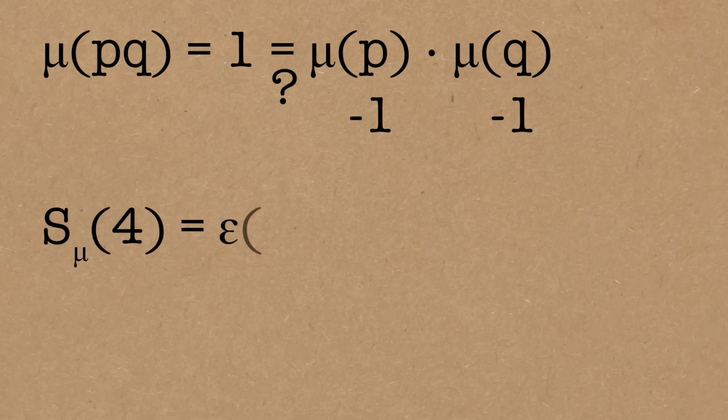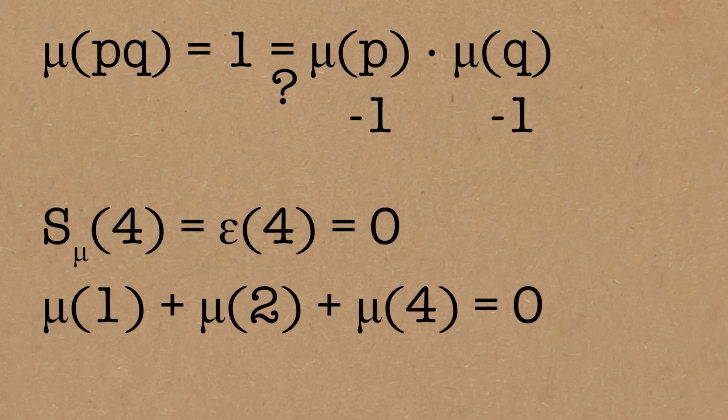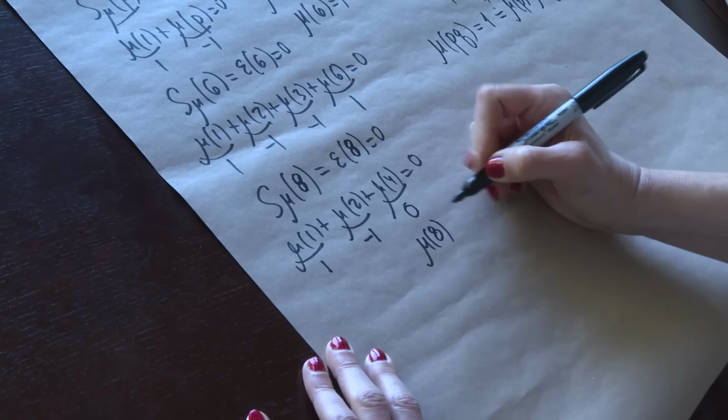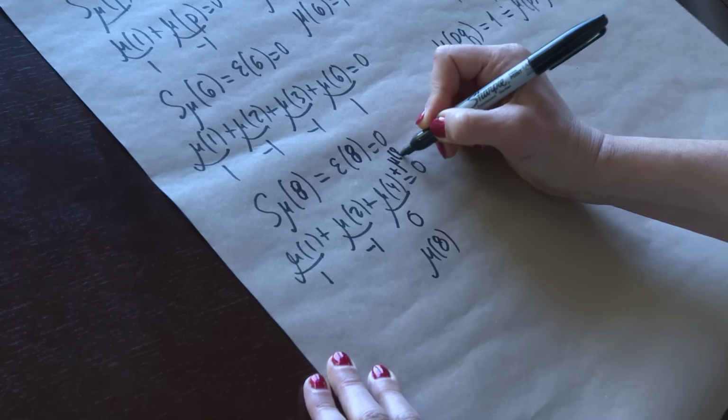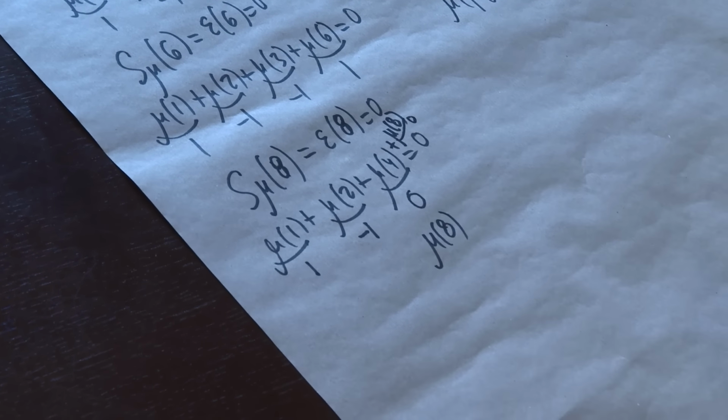How about 4? So mu of 4. What are the divisors of 4? 1, 2, 4, right? This should be 0. This guy is 1. This guy is negative 1. How much is left for mu of 4? It's dead. It's 0. What do you think mu of 8 will be? If I were doing this with 8, all I had to do is add another mu of 8, but there is nothing left for it. It still has to be 0.